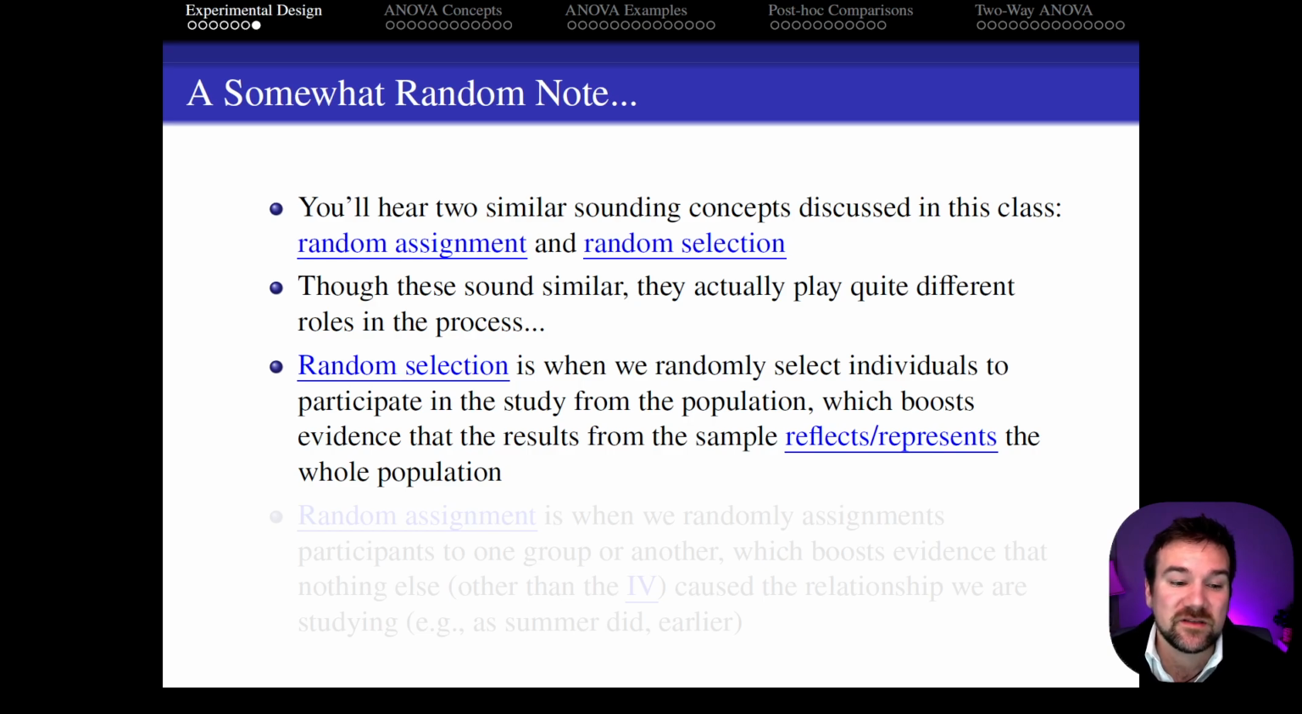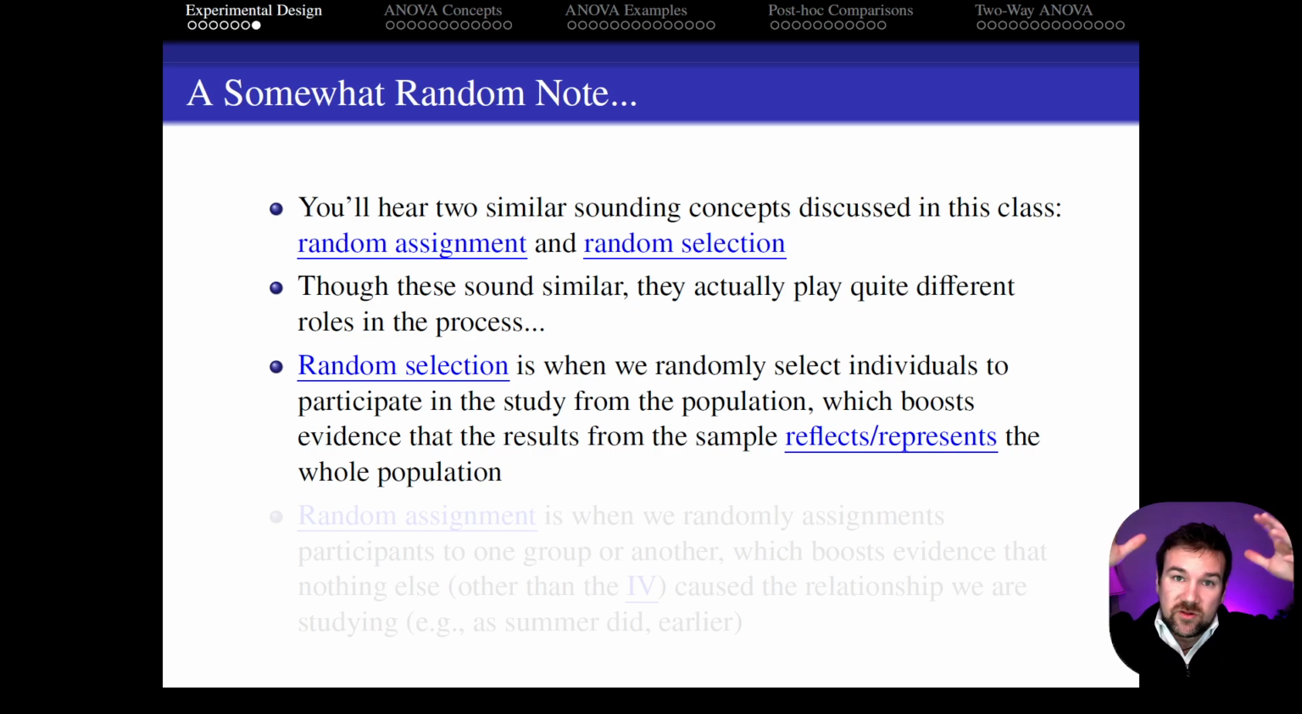That is random selection. What this does is boost the strength of my logical argument. And again, all stats is a logical argument, but this boosts the strength of my logical argument that my results from this group apply to everybody. Because again, this group was randomly pulled from everybody. There shouldn't be anything systematically different about this group than the whole population.